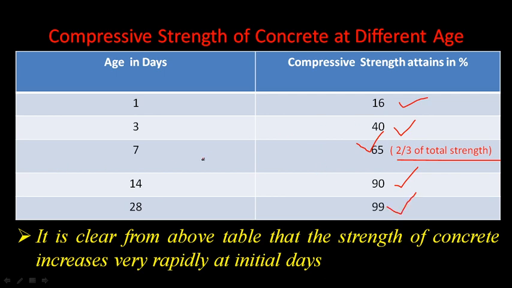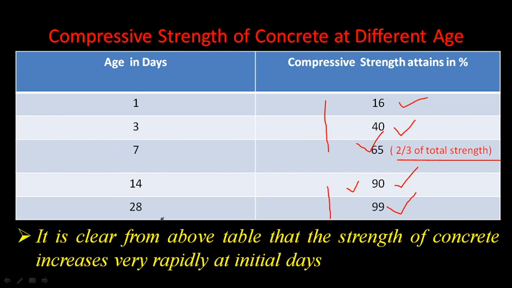If you clearly observe this table, see this is the first week, that is 1 to 7 days. In the first week you are getting a compressive strength of more than 2/3 of total strength. So we are getting maximum strength in the first week of casting of the concrete. After the second week we will get 90%. So what is the difference from the first week to the second week? It is almost 25% here. And from the third week to the fourth week, there is an increase in strength of only 9%.